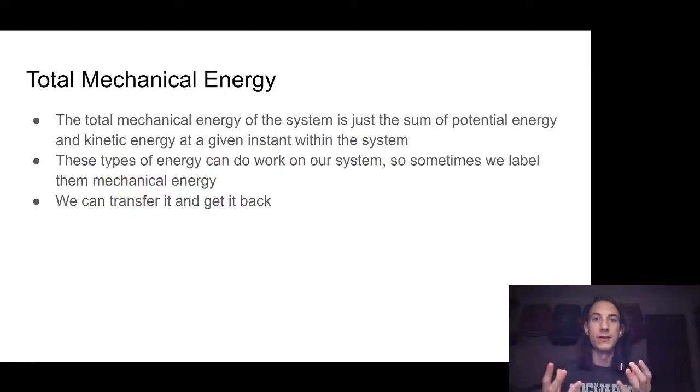So everything that we just talked about, this is a word that the College Board really likes using. I never remember learning about it back in my physics classes, but College Board really likes talking about mechanical energy. So the total mechanical energy of the system is just the sum of the potential energy and the kinetic energy at some given point. So how much potential and kinetic energy do we have available? The reason they define this as something different, as mechanical energy, is because these types of energy can do work on our system. So we call them the total mechanical energy. These types of energy can be productive. They can do something. We can transfer it and we can get it back.